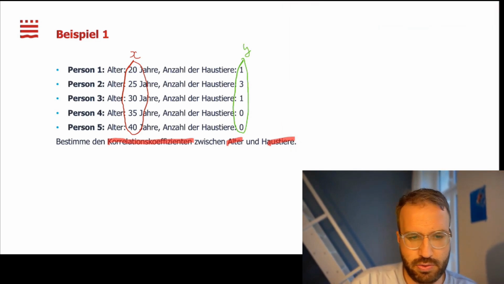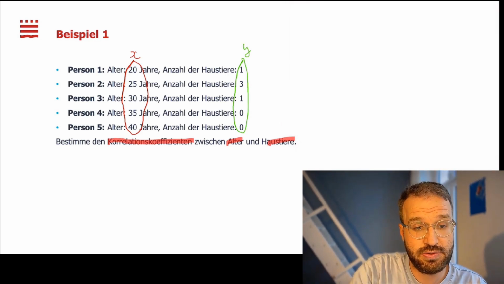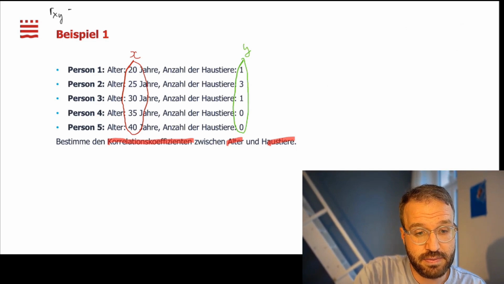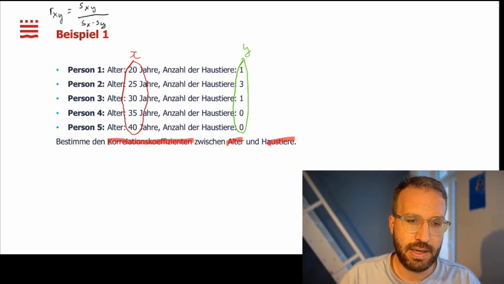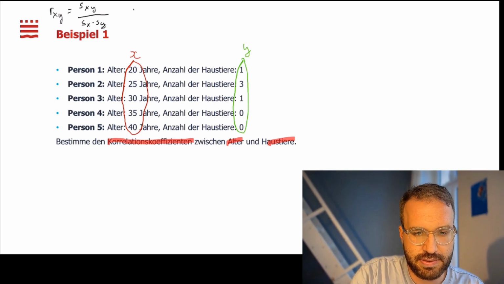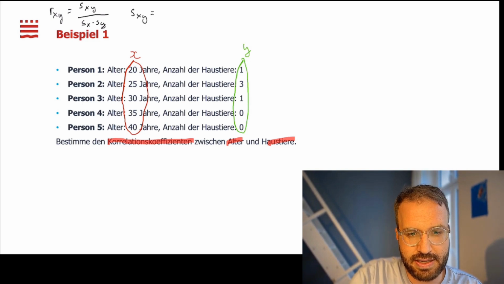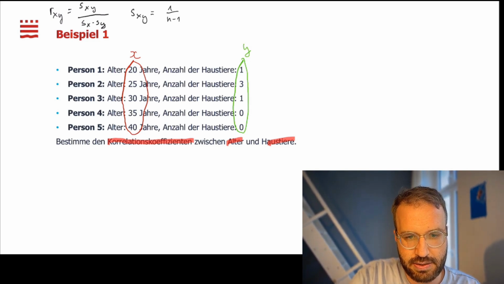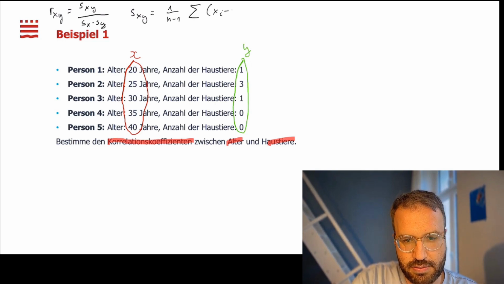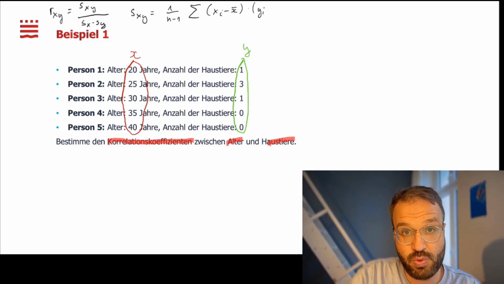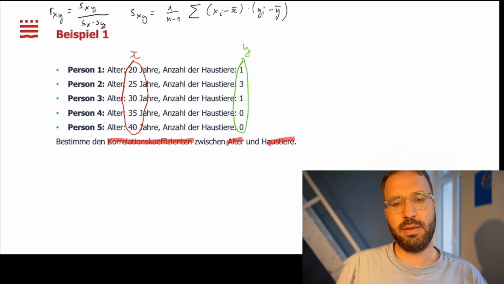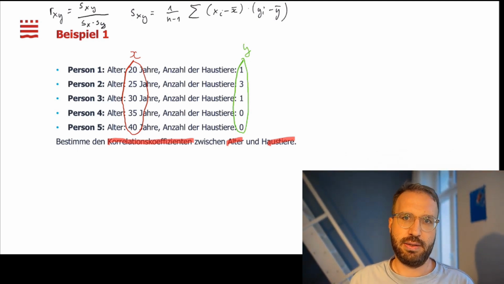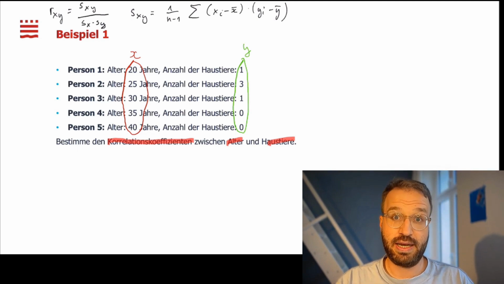We will quickly write down the formula for the correlation coefficient. That is Rxy is Sxy divided by Sx times Sy. Then let's take a quick look at Sxy. That is the covariance, which was 1 divided by n minus 1, and then the sum of (Xi minus X bar) times (Yi minus Y bar). And the first thing we always do when we want to determine correlation coefficients is to calculate the X bar and the Y bar.